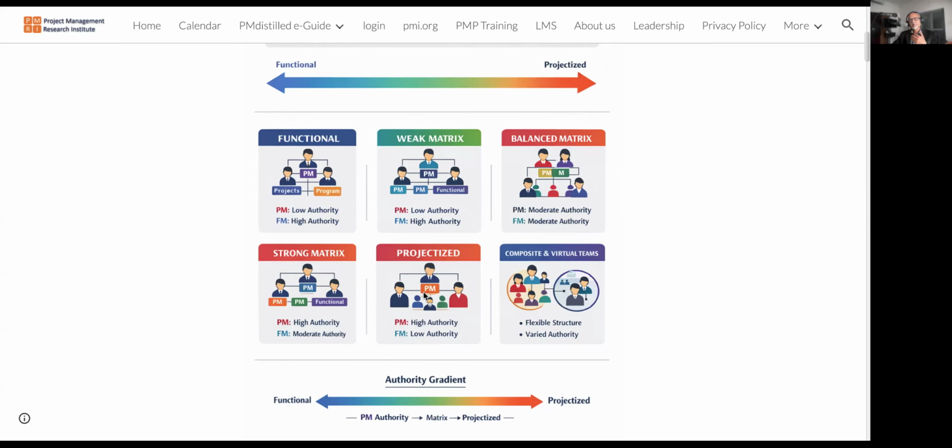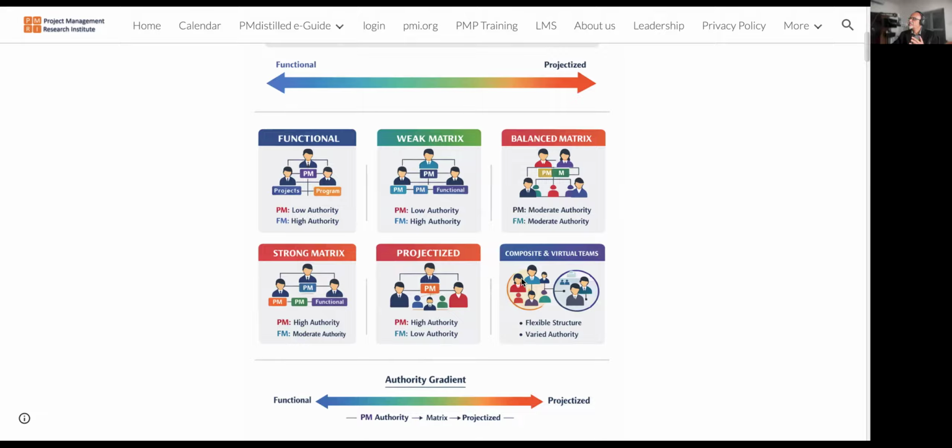Then we have projectized organizations. That means whatever they do is a project. They don't do anything other than projects. That is a projectized organization. So in projectized organizations, the project manager has ultimate authority levels because they are the breadwinners of the organization.